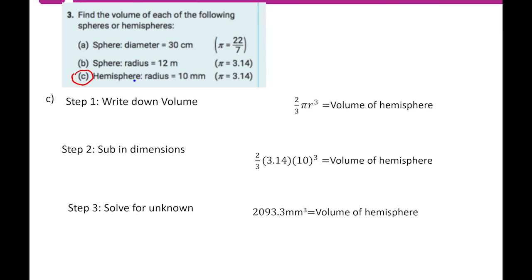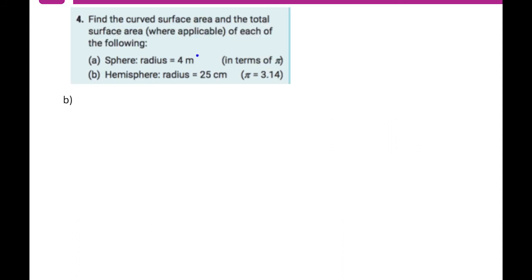Please pause and take down this example. Let's try another one. This is exercise 19.3, question 4b. Find the curved surface area and the total surface area for the following hemisphere. So we're just looking at part B here, for the following hemisphere, which has a radius of 25 centimeters, and pi is equal to 3.14.